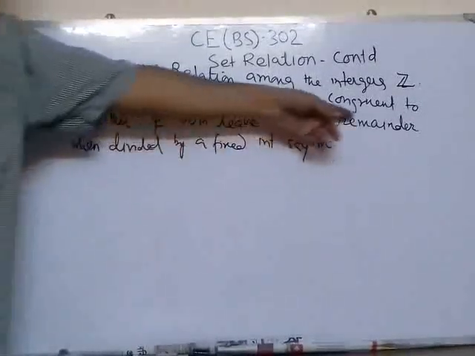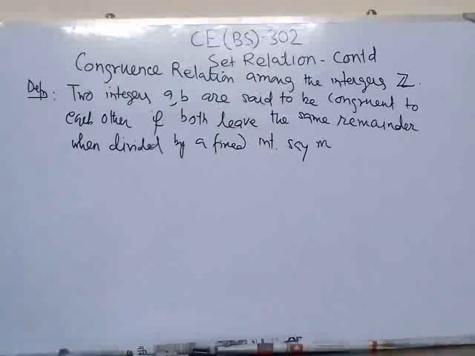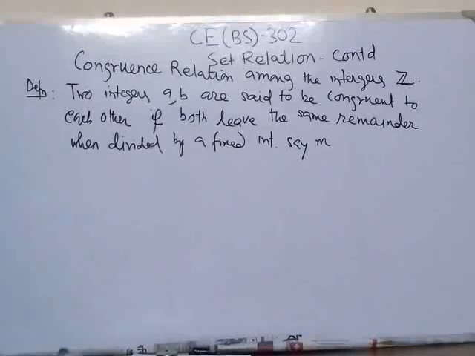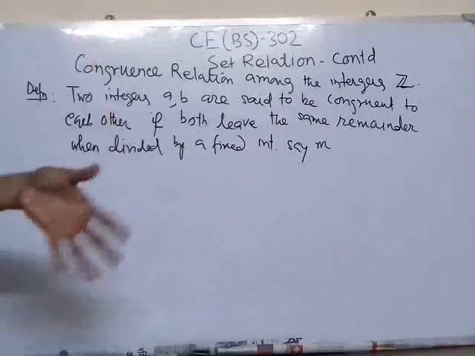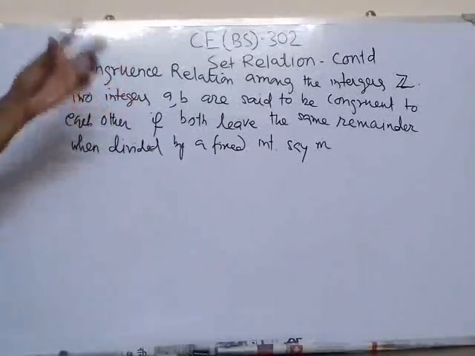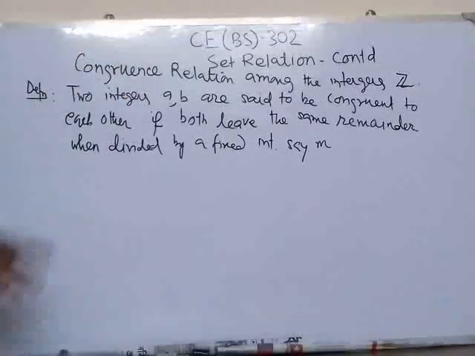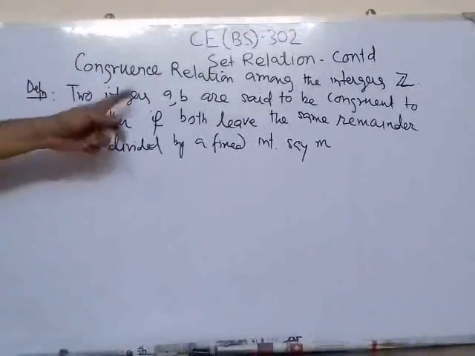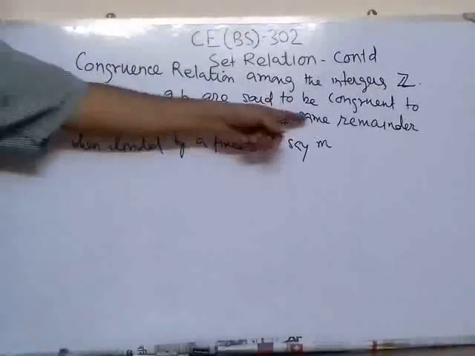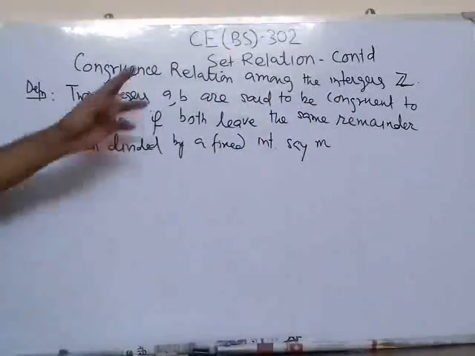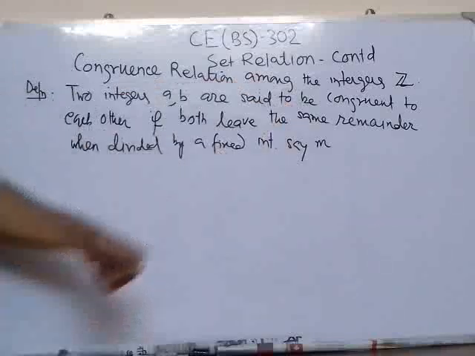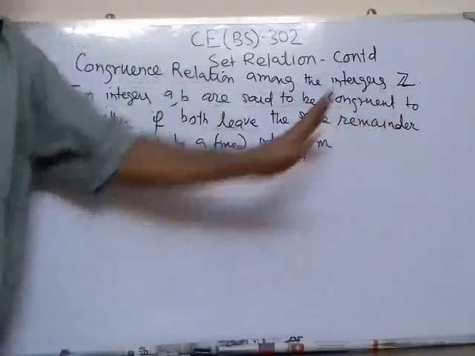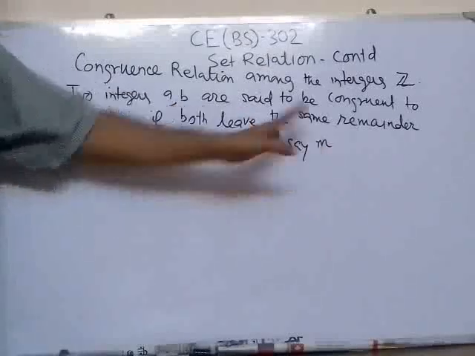Basically, the dictionary meaning of congruent is identical. You should be familiar with this word. At your 9-10 level, when you studied geometry, there was a concept of congruent triangles. One triangle is congruent to another means they are just identical. Now here we are saying the two integers are identical in terms of the remainder. Don't confuse, the integers are not the same, they are different, but they are congruent in the sense that both of them leave the same remainder when divided by a fixed integer, say m.